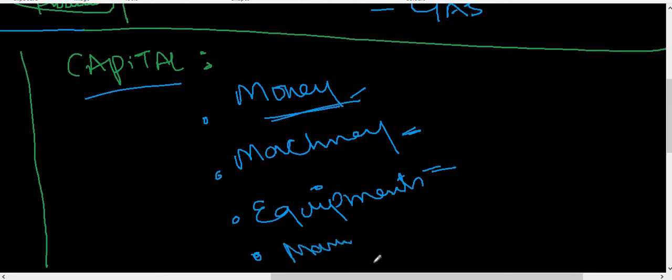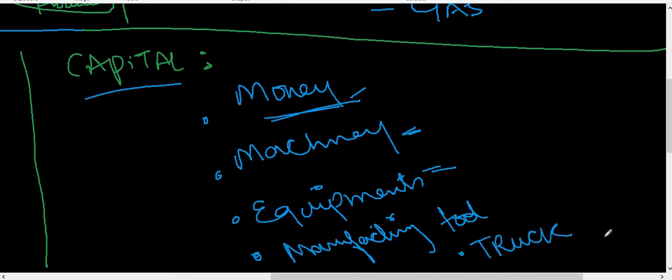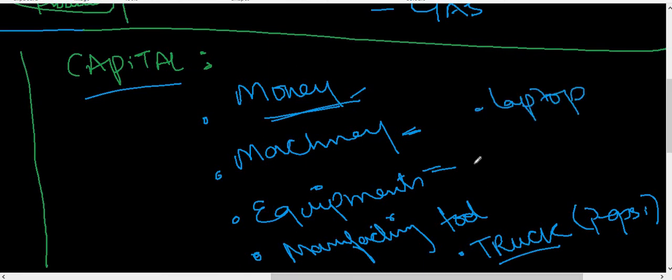Any other manufacturing equipment or manufacturing tool, even a truck used at the office to export, let's say Pepsi, I'm just giving an example, would come under capital. A laptop you buy for the manager would come under capital. Let's say stationery at work. This all would come under capital.